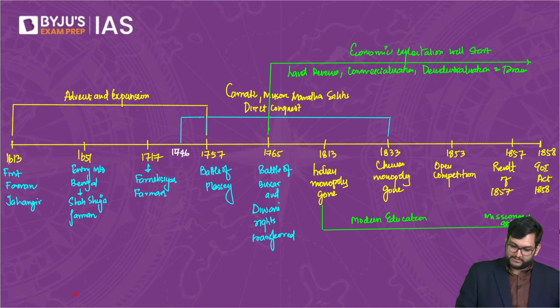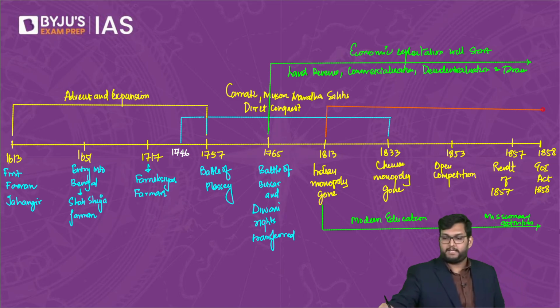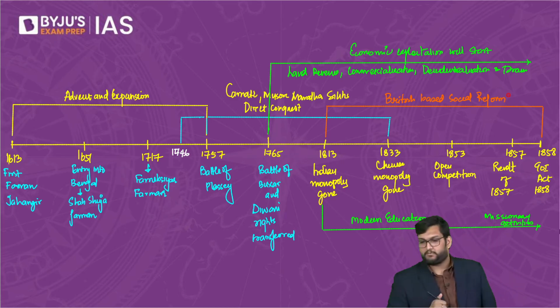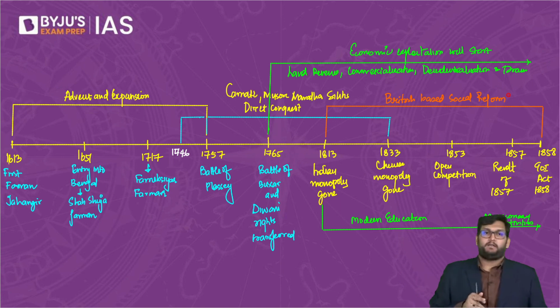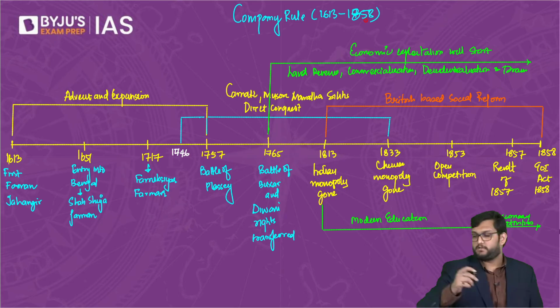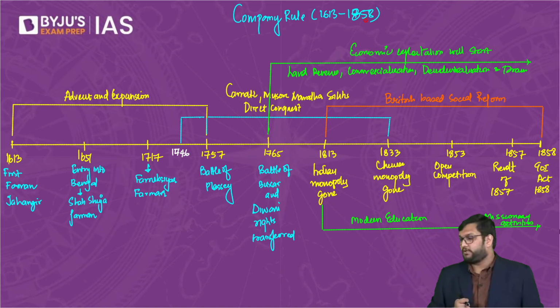And if we add one more dimension into this, after 1813 until 1858 is a period of British-based social reform. Social reform. So if you look at it, we have only been able to cover a very small part of our history, which is called company rule, 1613, 1858. So rest in peace, or rather rest in chaos, the company rule in India.